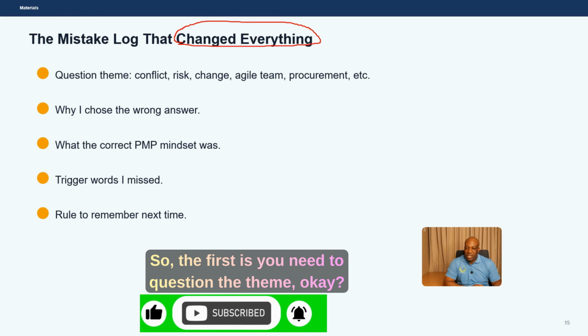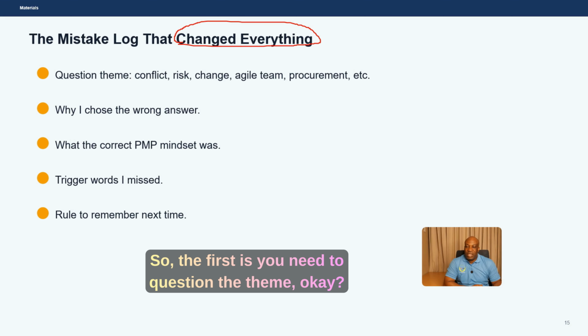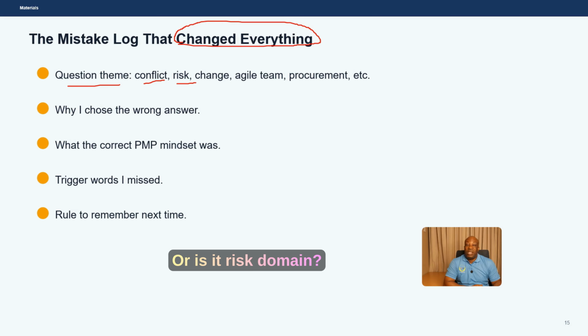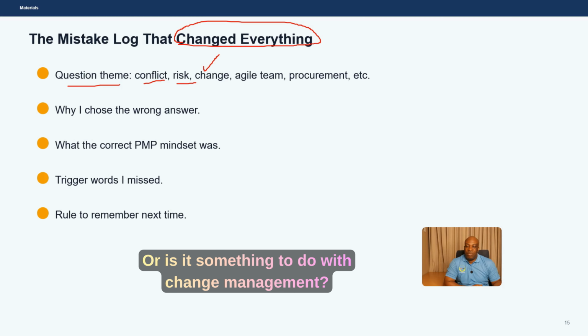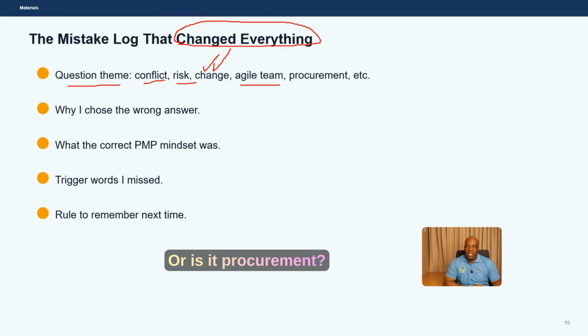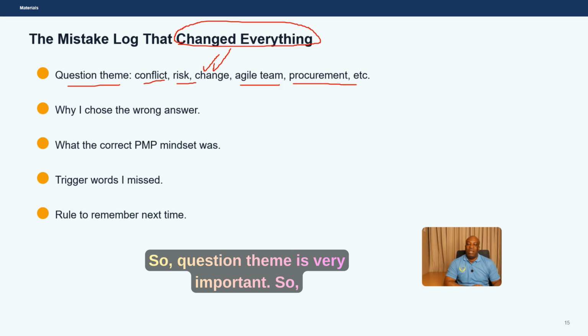So the first is you need to question the theme. Are you looking at conflict management, or is it risk domain, or is it something to do with change management, or it has something to do with agile team, or is it procurement? So question theme is very important.